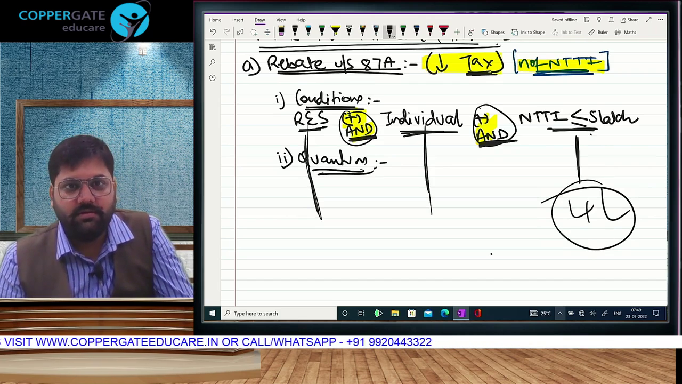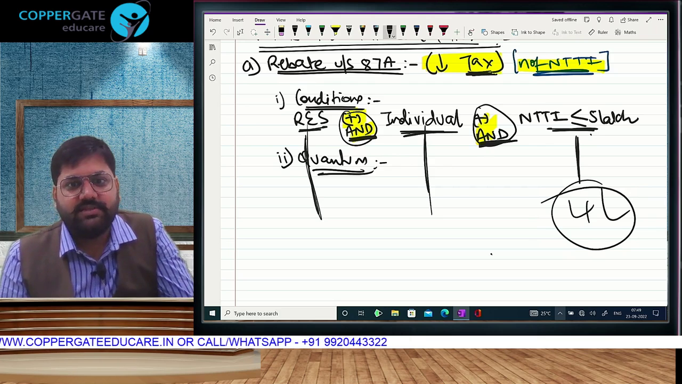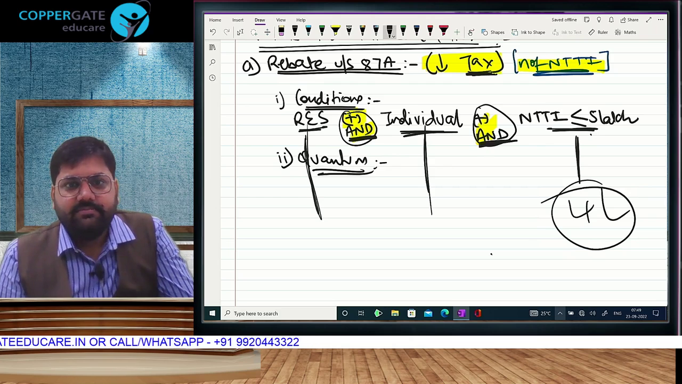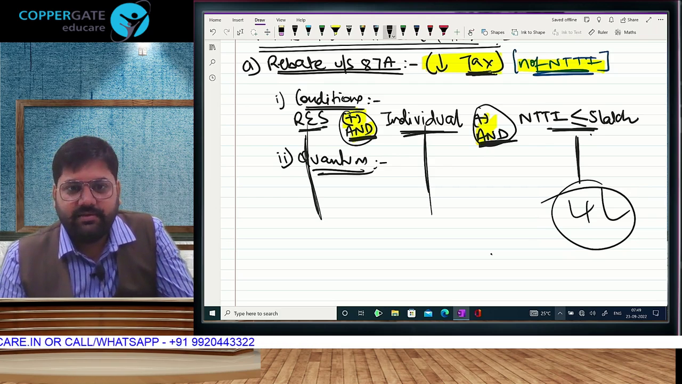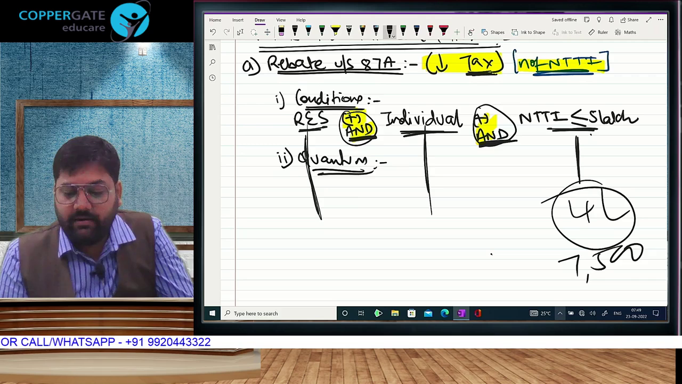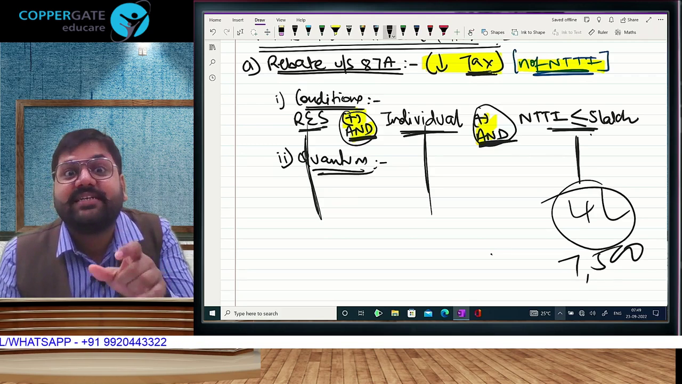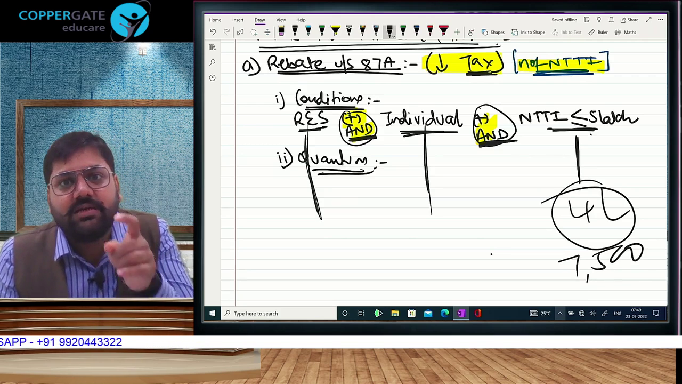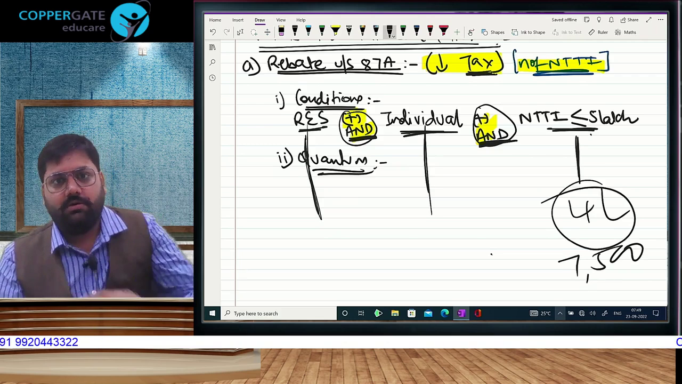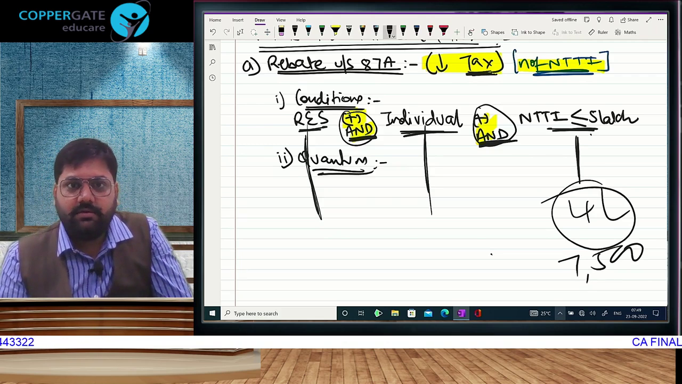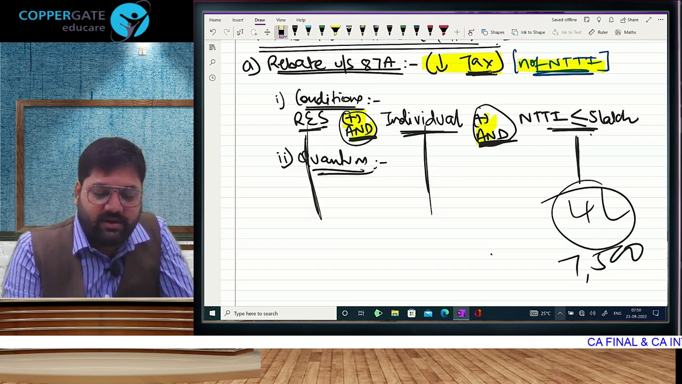Don't assume anything. I am the example. What is the tax liability? First 2 lakh 50 no tax. Then 1 lakh 50 at 5%, 7,500. This is my basic tax. But I am eligible for rebate. Now comes the second question.